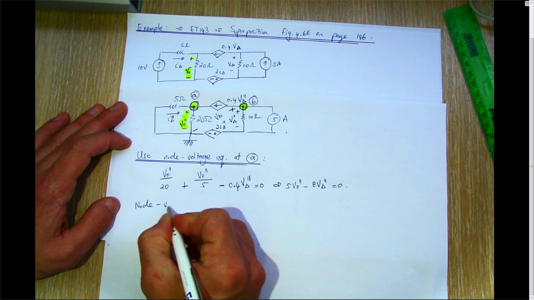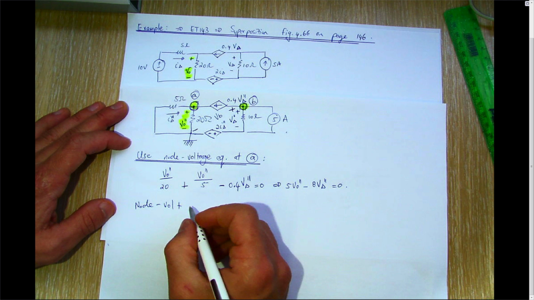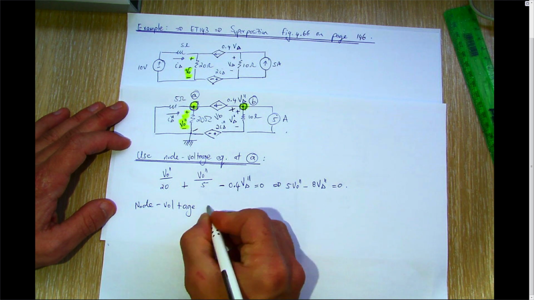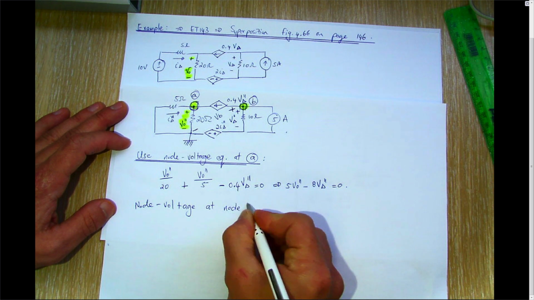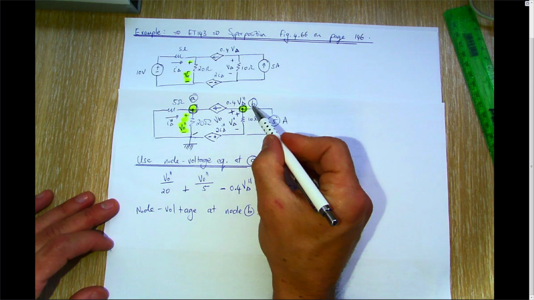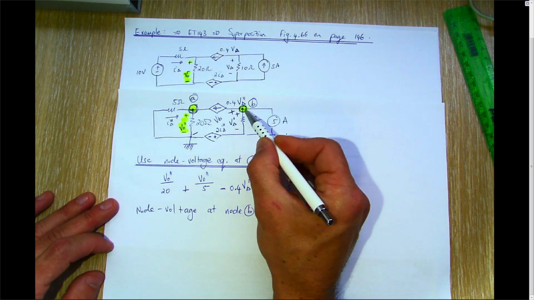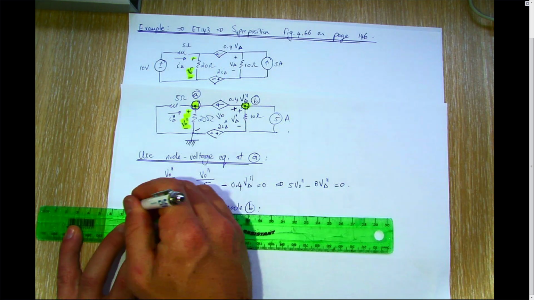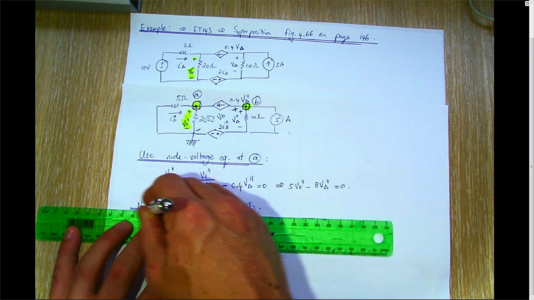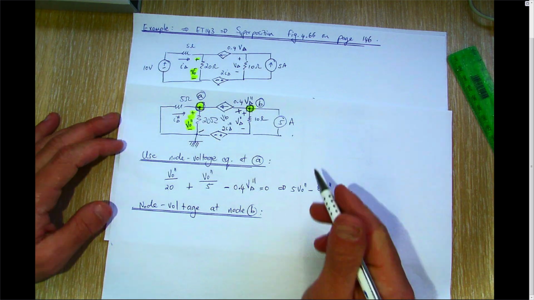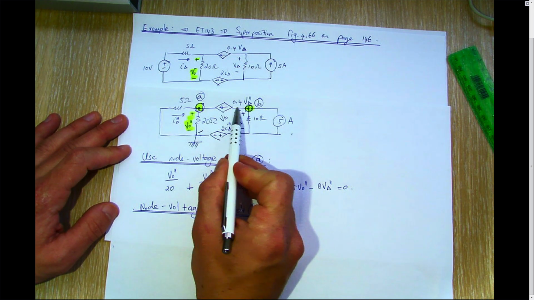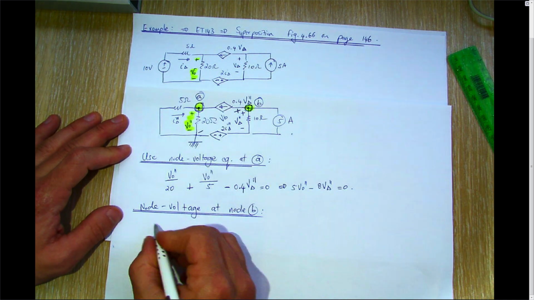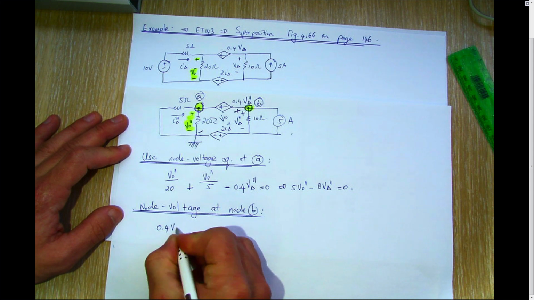Okay, now node voltage equations at node B. This is now, I'm going to write my node voltage equations at this node B. Take all my currents going out, and let's start doing that. So my first current going out is this one over here. Oh, cool. It's already got a value of 0.4 V delta double prime.